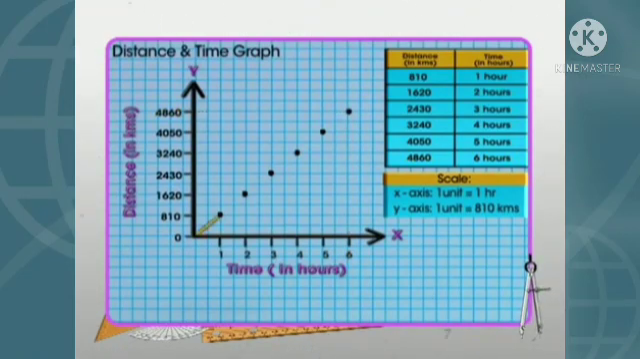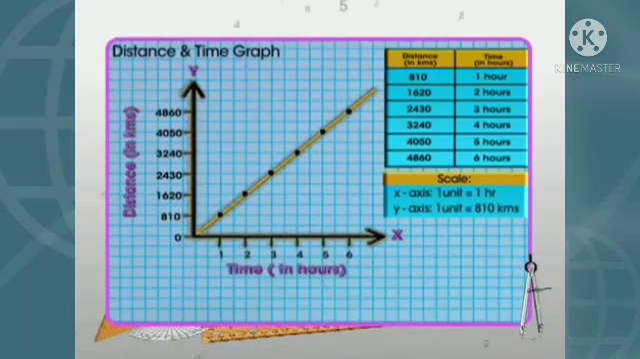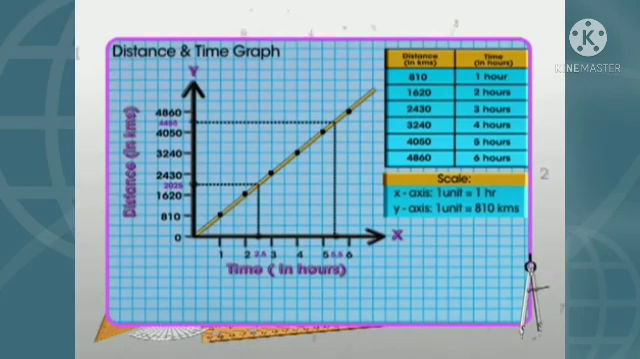On joining the points thus plotted, a straight line or a linear graph is obtained. A straight line between distance and time implies that these two quantities, distance and time, are in direct variation. For example, at 2.5 hours, the flight would have traveled 2025 kilometers. Similarly, at 5.5 hours, the flight would have traveled 4,455 kilometers. Hence, we can employ the distance-time graph to predict the distance travelled by a body moving at a constant speed at a given instant of time.